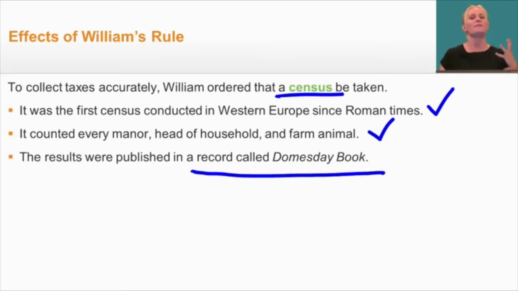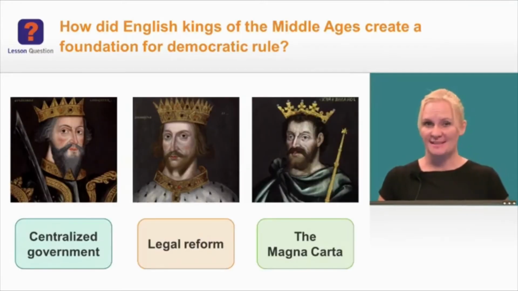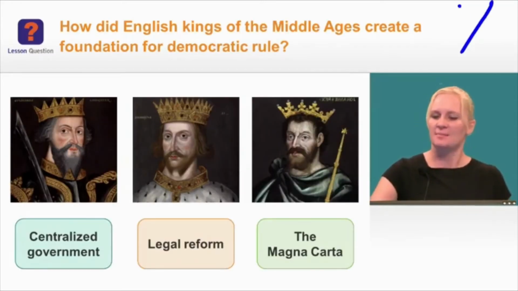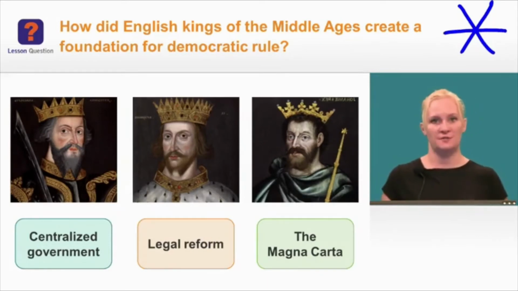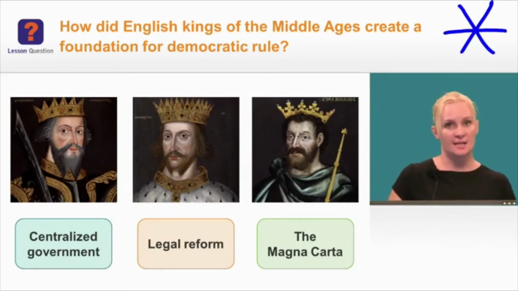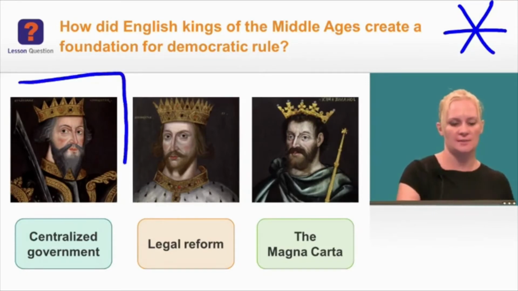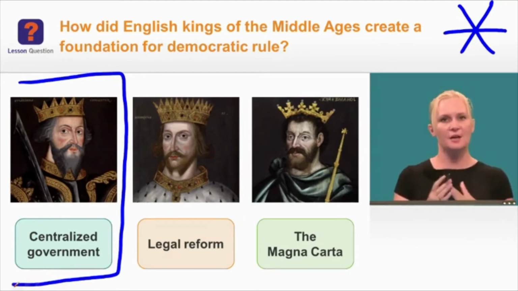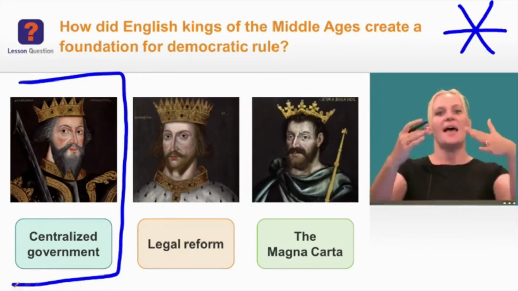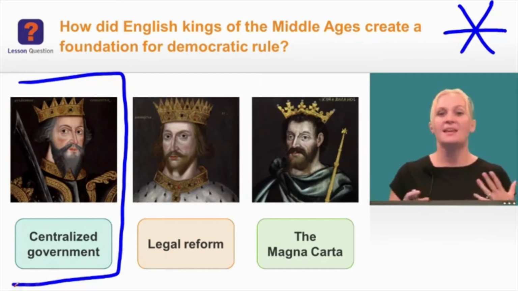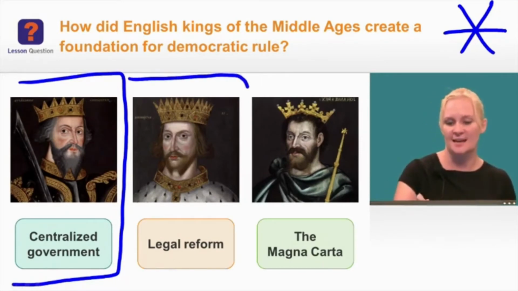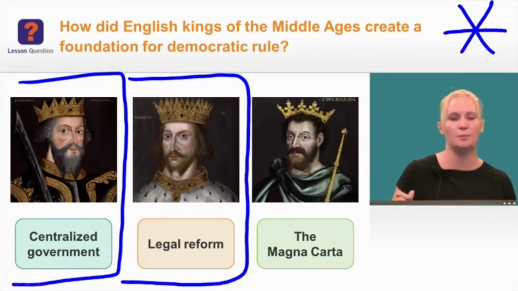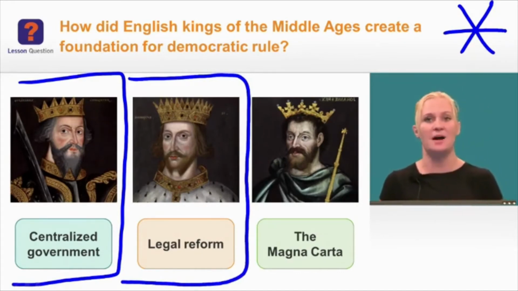Now, keep all of this in mind as we're remembering our lesson question. Here is our lesson question once again. How did English kings of the Middle Ages create a foundation for democratic rule? Well, we just got done talking about William the Conqueror and how he was able to centralize government by introducing the feudal system, that pyramid that showed where the king sits at top and he has lots of people below him. Now we're going to talk about Henry II and how he was able to introduce legal reforms, some of which we still use in modern society today.